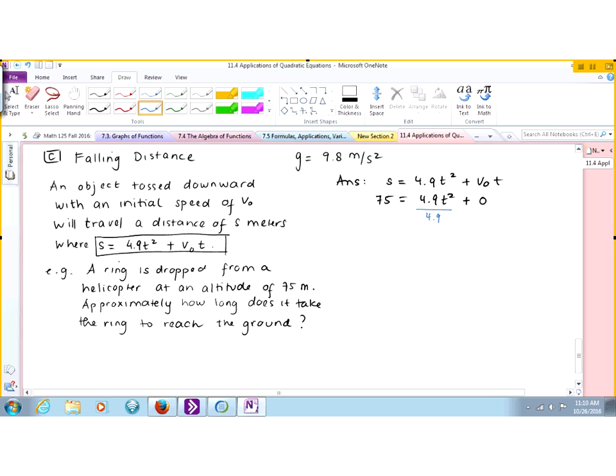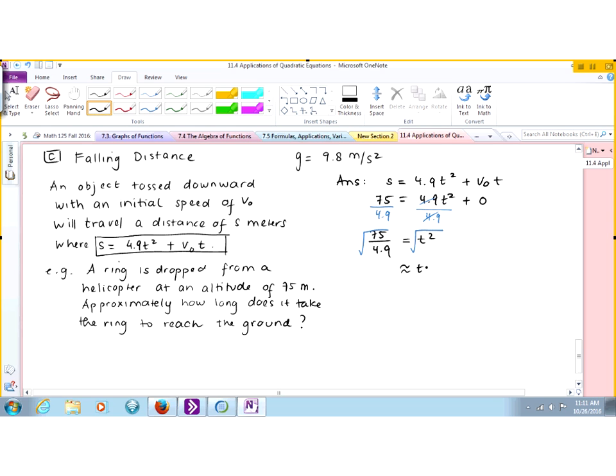Divide both sides by 4.9. All right, so t squared is equal to 75 over 4.9. What about t? So I'm supposed to do plus or minus, but can t be negative? No, so that's why it's just plus.